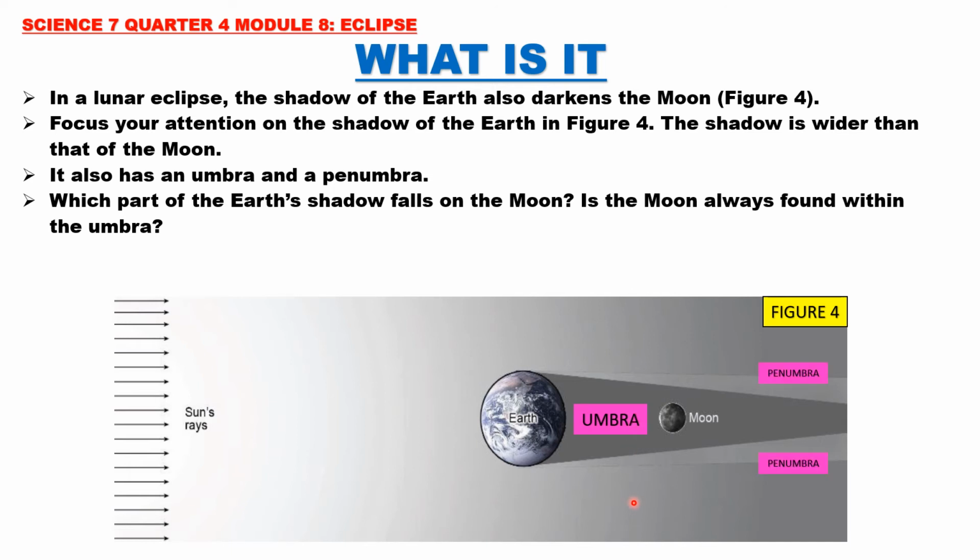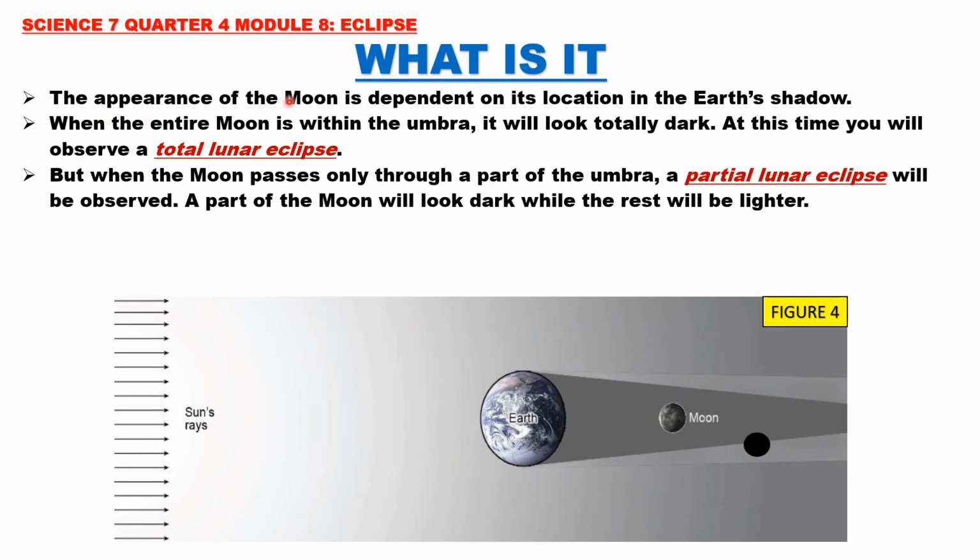Which part of the Earth's shadow falls on the moon? Is the moon always found within the umbra? The appearance of the moon is dependent on its location in the Earth's shadow. When the entire moon is within the umbra, it will look totally dark. At this time, you will observe a total lunar eclipse. So when the moon is within the umbra of the Earth's shadow, then you will observe a total lunar eclipse.